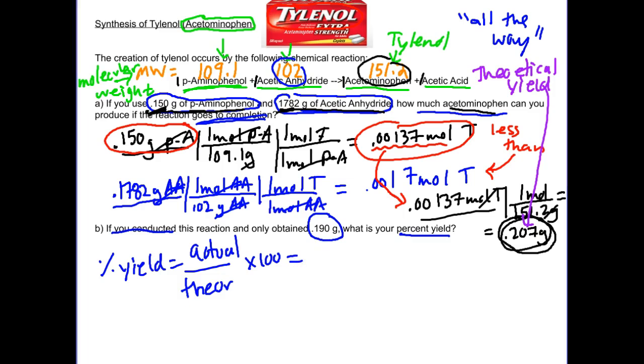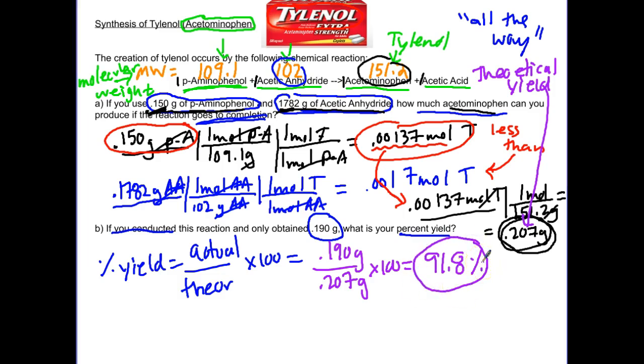So in this case, if we plug in our values, that would be the actual yield, 0.190 grams, that's what you got when you did the lab, divided by the theoretical. How much could we have gotten? 0.207 grams times 100. So our percent yield, if we did the math, is about 91.8%.